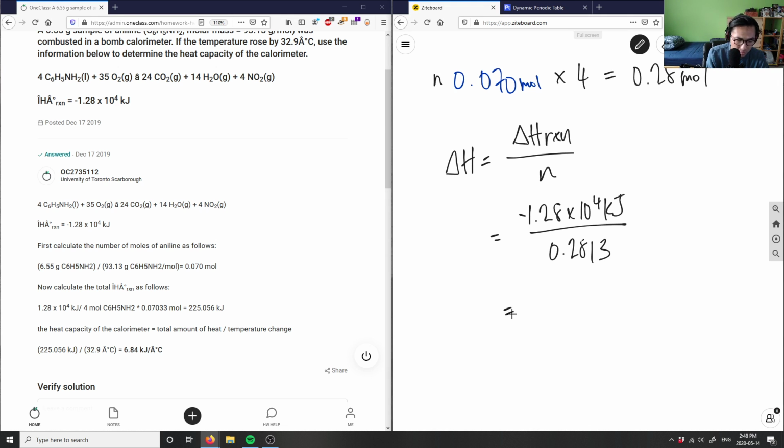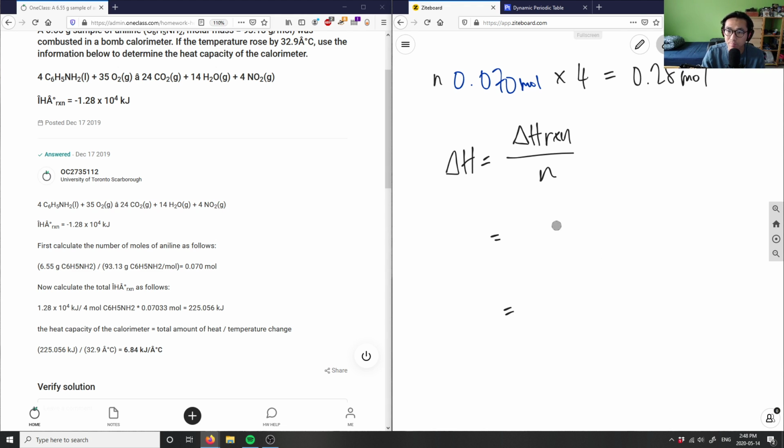I think, what is up here? 0.07. Sorry, give me a second here. 1.28 times 10 to the 4 divided by 4 times 0.07 gives me 224 here. So I think I mixed up my steps here.